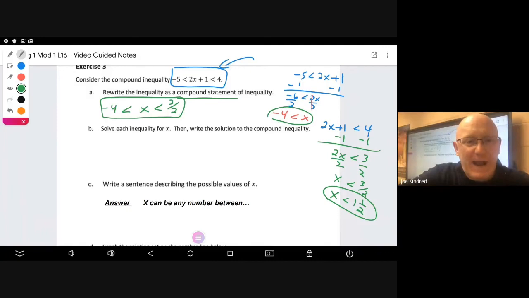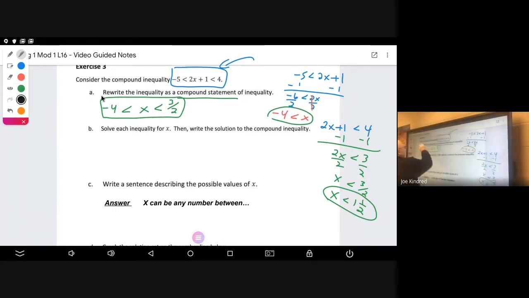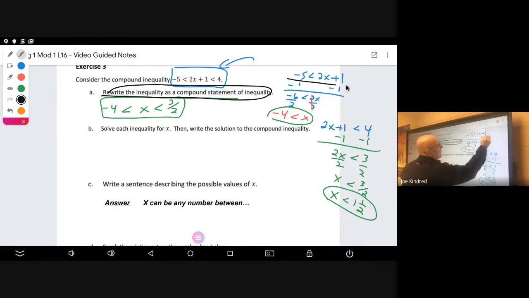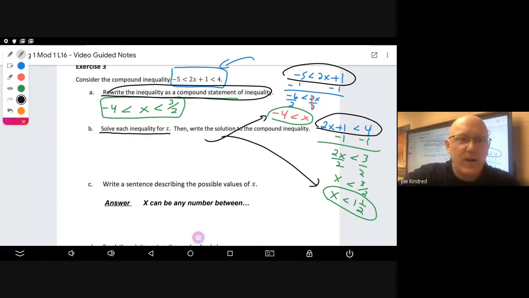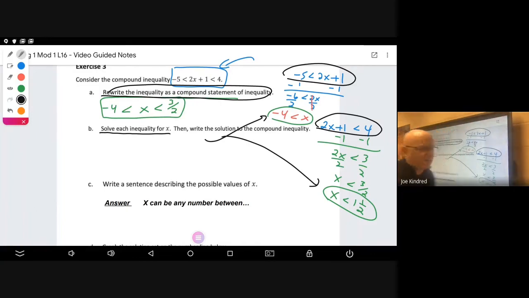Solve each inequality for x, then write the solution to the compound inequality. Well, we just did that actually. Okay, so initially the answer to A, writing this here, would have been, here's the first part and here's the second part. And then in B, it says solve each, which I did here to get that and to get this. And so my actual answers aren't placed properly in this video, but you get the idea. C, write a sentence describing the possible values of X. Well, it's simple. X can be any number between -4 and 3/2.